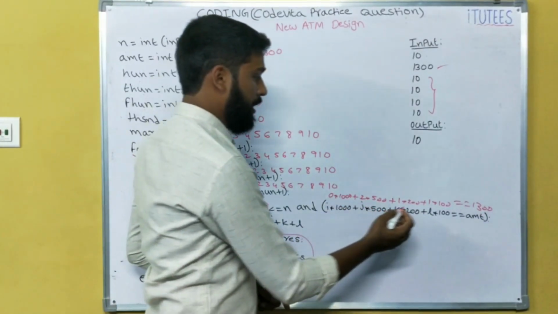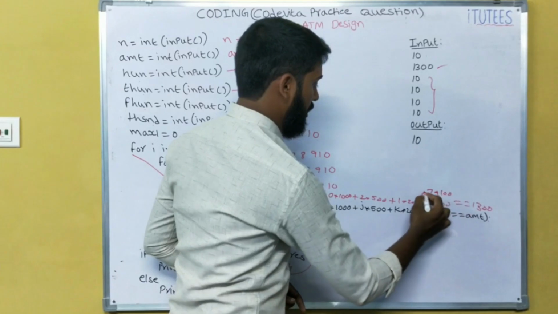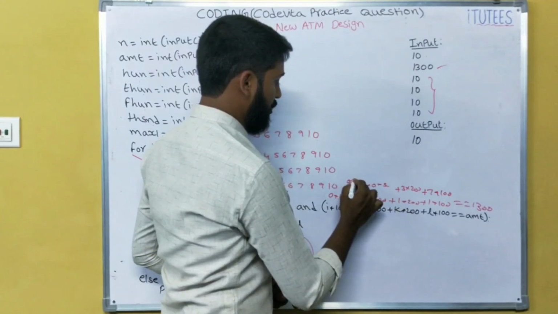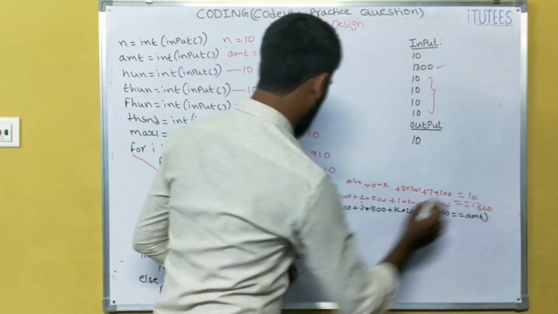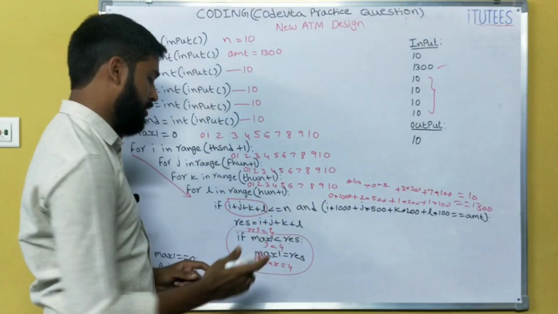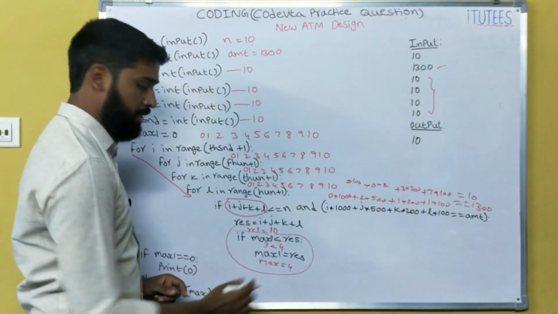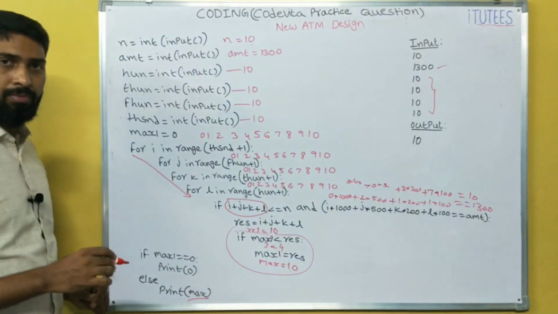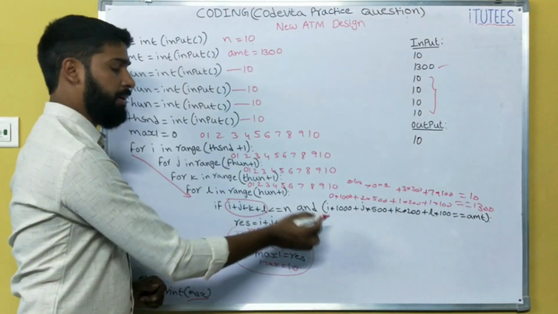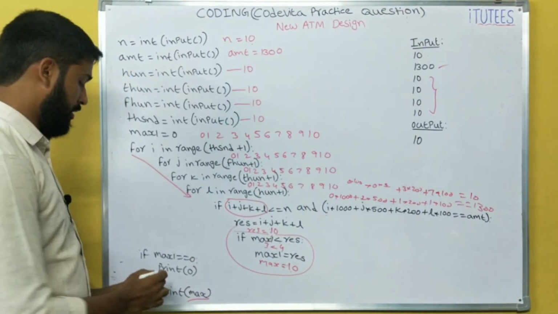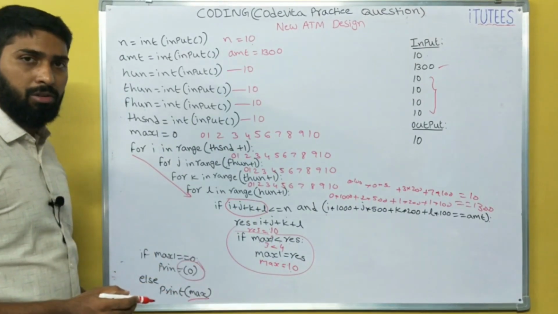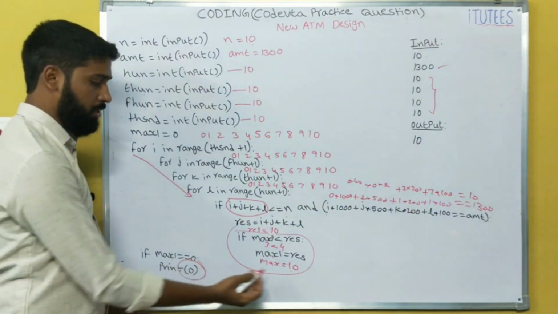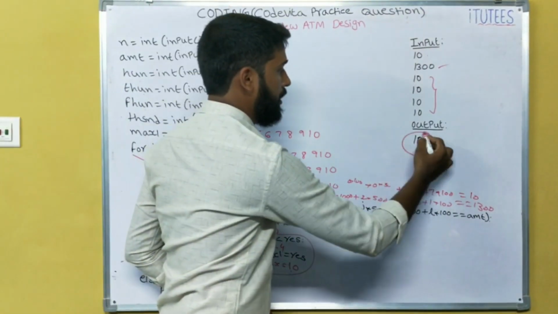In this case, 7 into 100 plus 3 into 200, 0 into 500, 0 into 1000, both conditions are true. So result equals 10, max equals 10. Now we are going to print the max value. If these two conditions are not satisfied, then max remains 0 and we print 0. If they are satisfied, then you print the max value. So what is the max value in this case? The max value is 10.